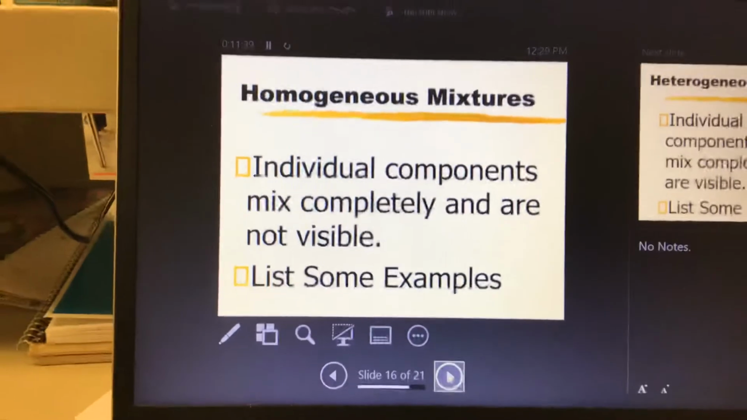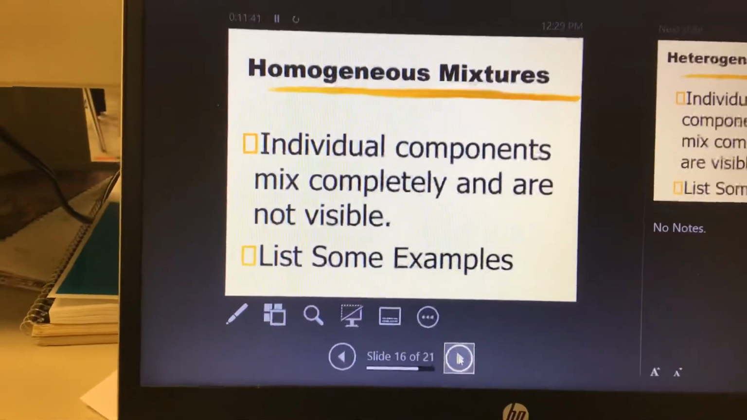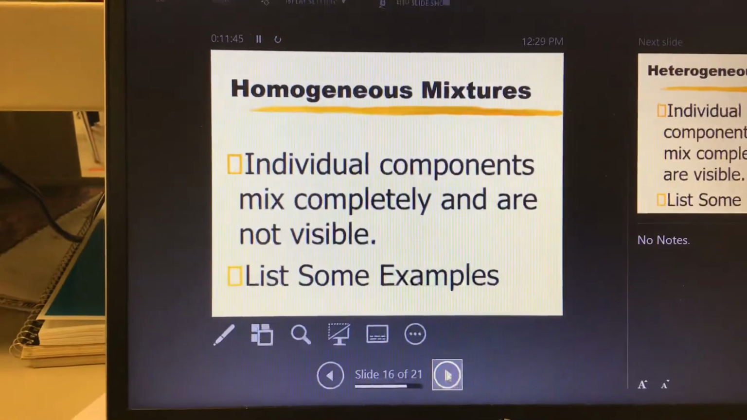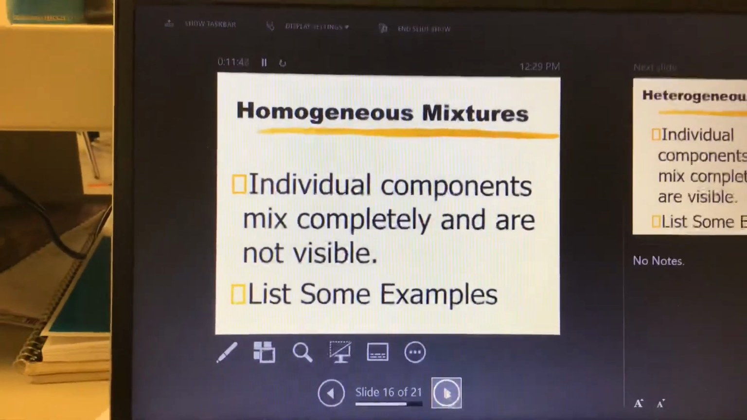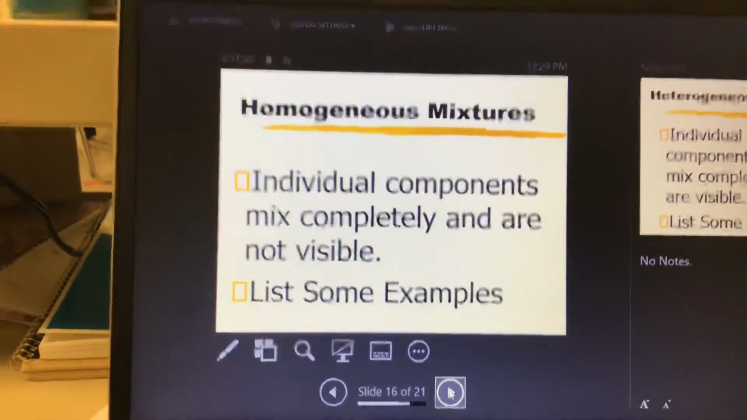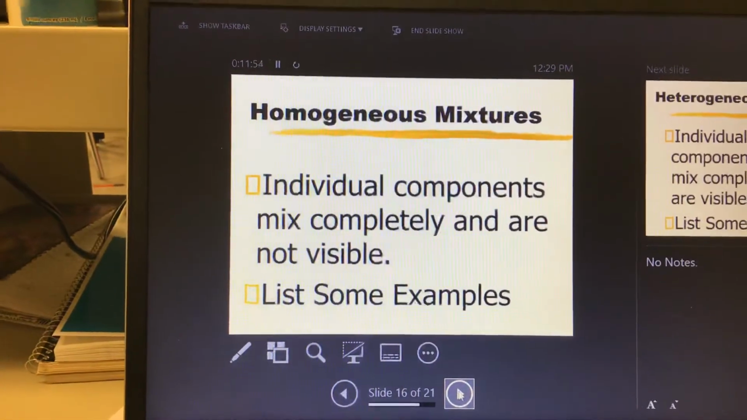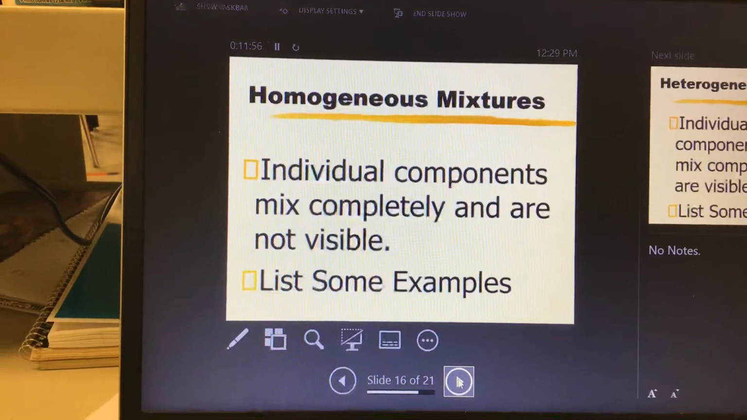I want you to write down homogeneous mixture in the first bullet. We're close to being done. Homogeneous mixture. Individual components mix completely and are not visible.